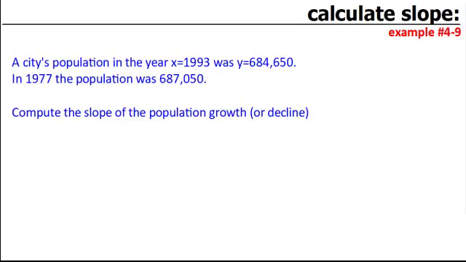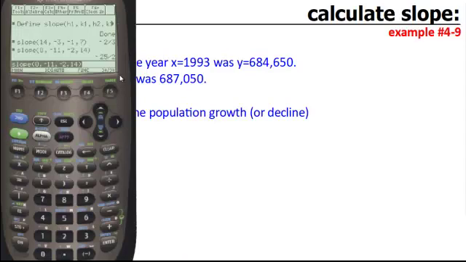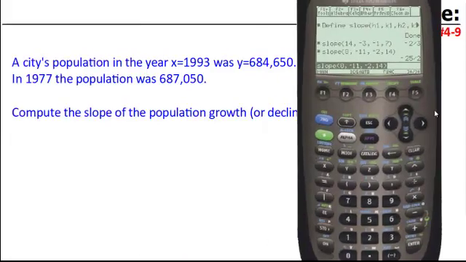It's always a good idea to have an understanding or sort of an expectation of what your answer should be. Is there anything about your answer that you know just by looking at this problem? Well, in 1977 the population was 687,000, and in 1993, as the x's increase, is our population going up or down? It's going down, right? So are we expecting our slope to be positive or negative? If it's decreasing, the slope should be negative. Okay? So again, just knowing that in the back of your mind is going to be useful.